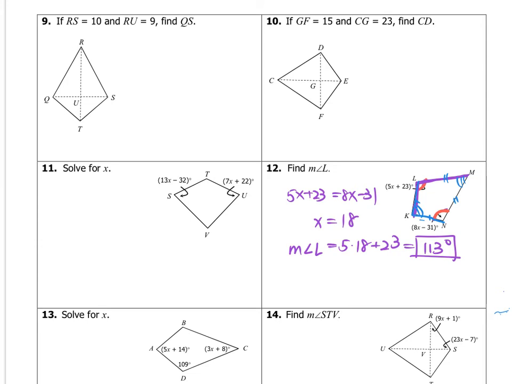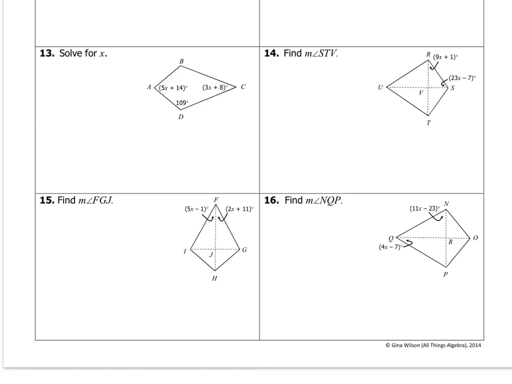So finish the rest of the packet before you move on to the homework. I'm looking if I want to do another one with you. I'll do number 16 with you. So number 16, I'm asked to find NQP, angle NQP, which is this angle. So I have to find x first. And how do I do that? I know that this part is 4x minus 7. Then I know this part, that angle, NQR, is 4x minus 7.